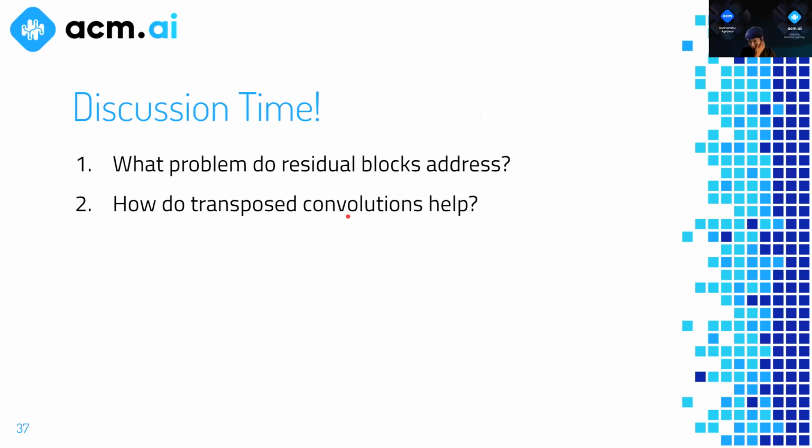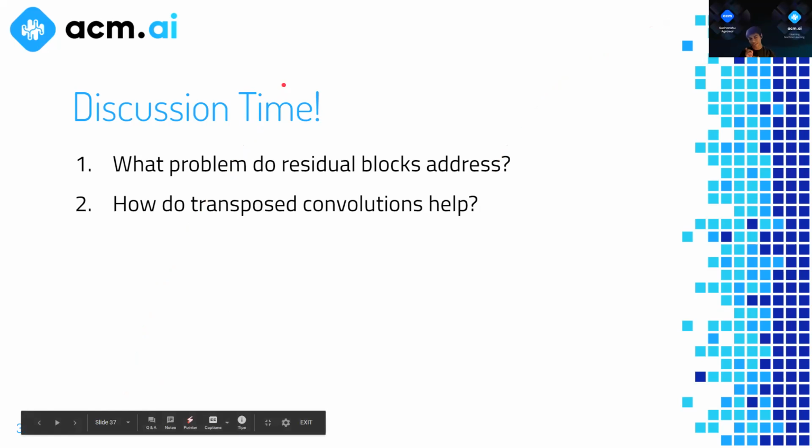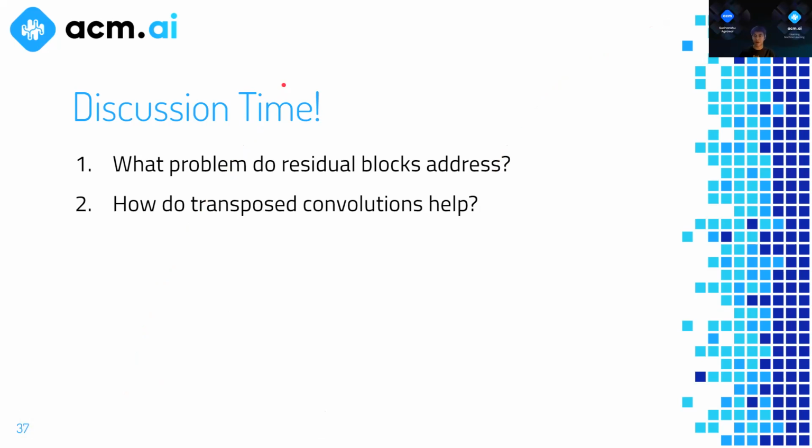Okay, so let's try and open up some discussion. The first question we have is, what problem do residual blocks address? We covered this 10 minutes ago, but what kind of problem do they address at a high level? Type it out in the chat or unmute. And like I said, ResNets are important. Who knows, you might get the best paper at NeurIPS next year.